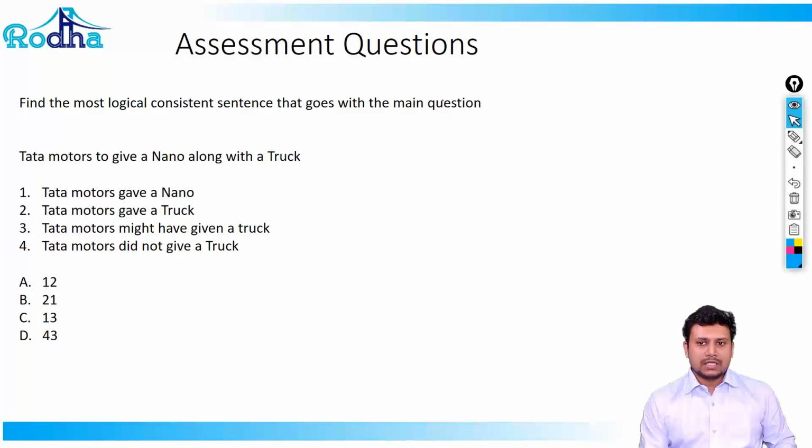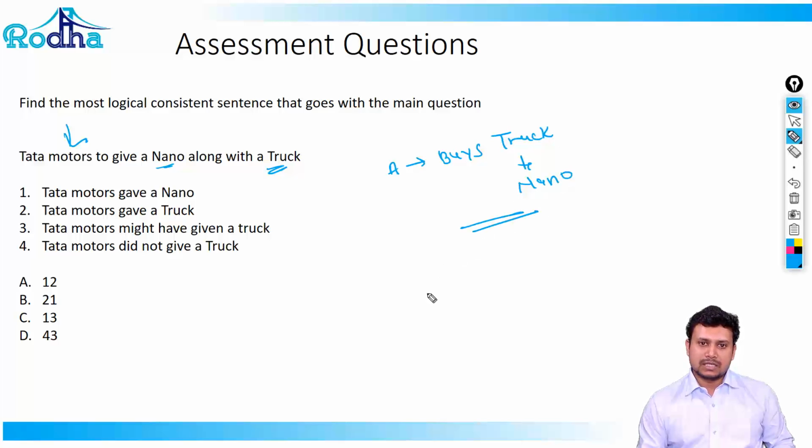So next question talks about, let's say it says Tata Motors to give a Nano along with a truck. Now it's a nice question. When are you getting the Nano? So if you, let's say, if A buys truck, he will get a Nano.